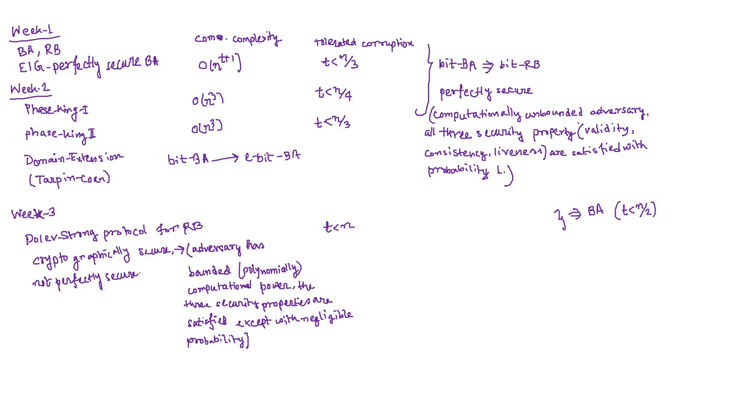So this is a stronger adversary. But here the adversary has bounded computational power, so the adversary is weaker in the cryptographically secure case, and there is also a negligible probability with which some of the security properties may fail, right? So that is cryptographically secure. This Dolev-Strong protocol, as you can see, tolerates a larger corruption threshold. Any t less than n will be sufficient for this protocol to work, but this does not give us a perfectly secure protocol. It just gives us a cryptographically secure protocol.